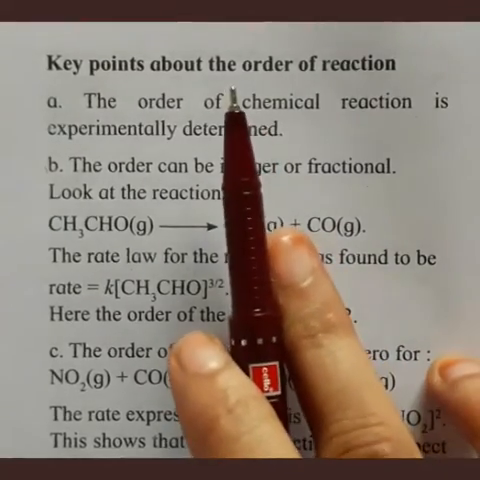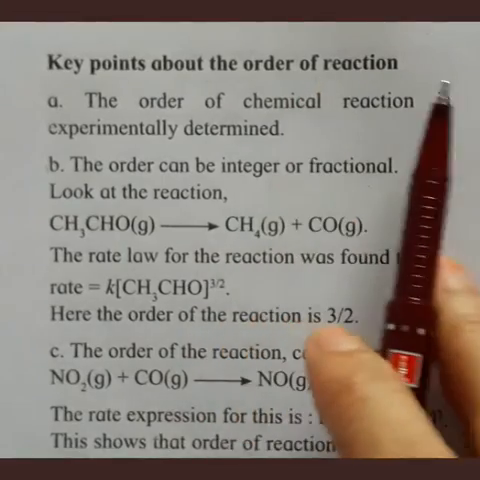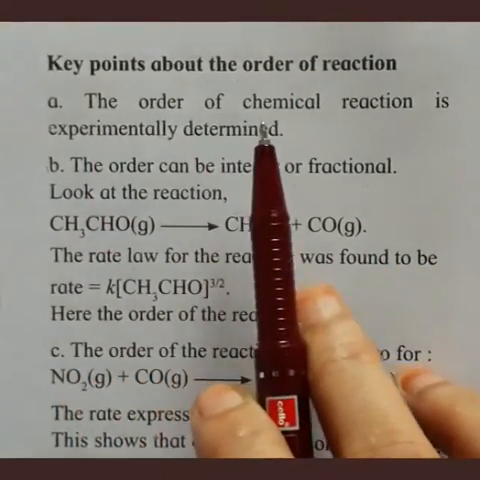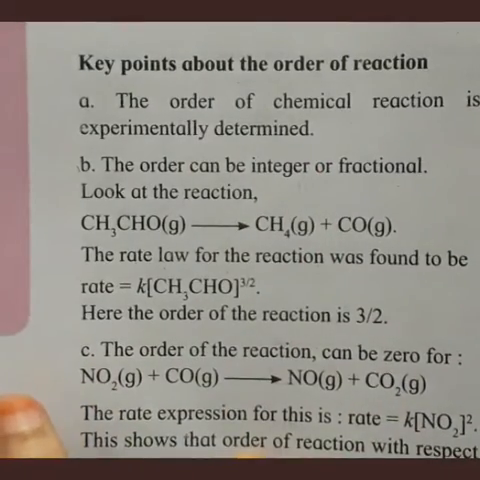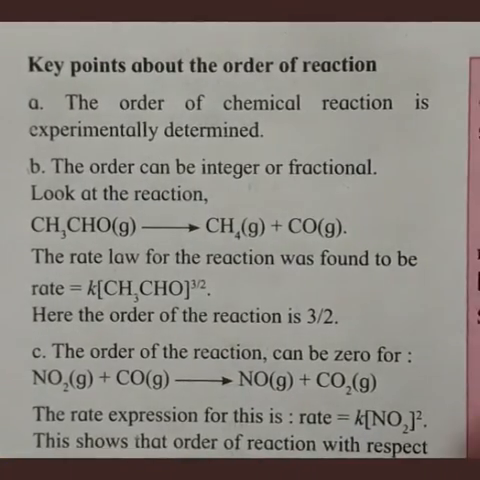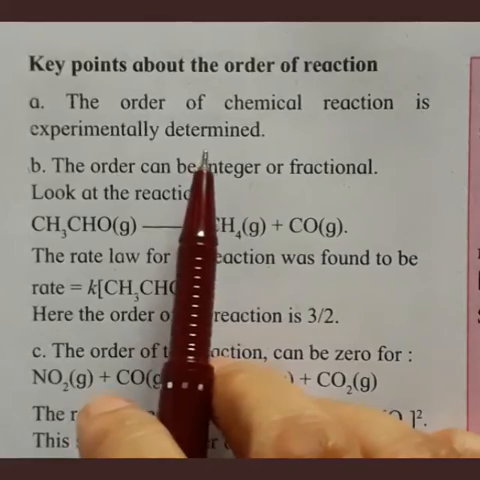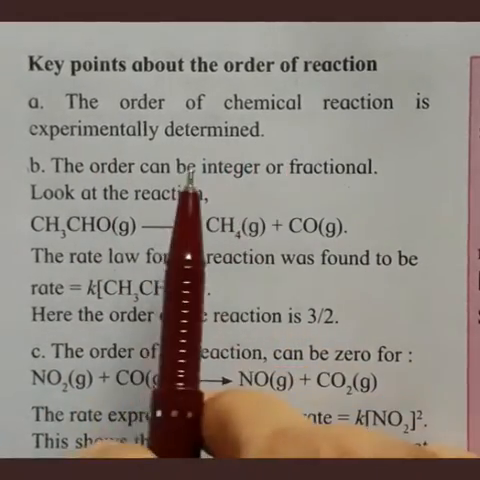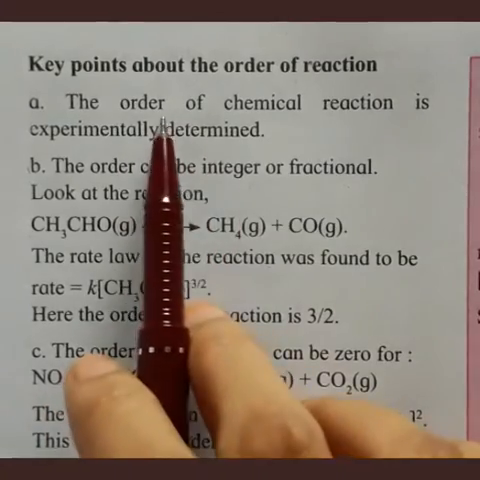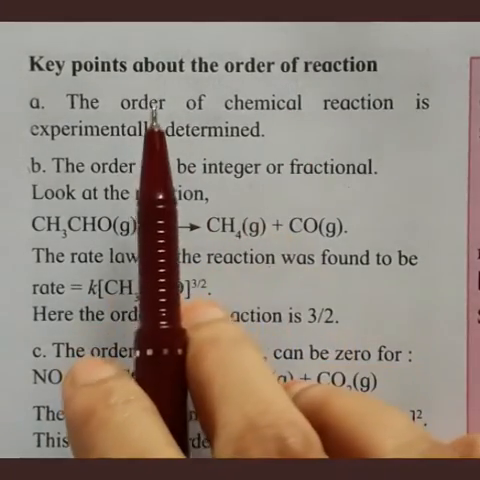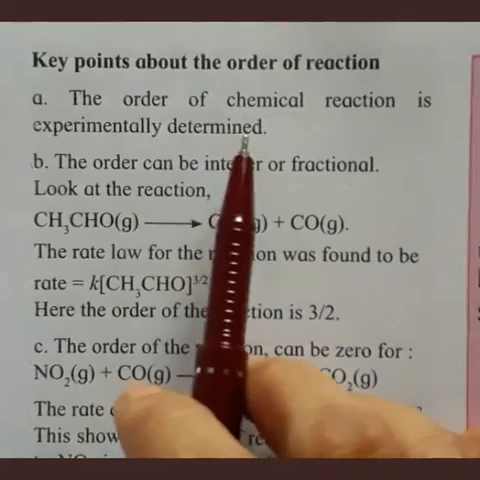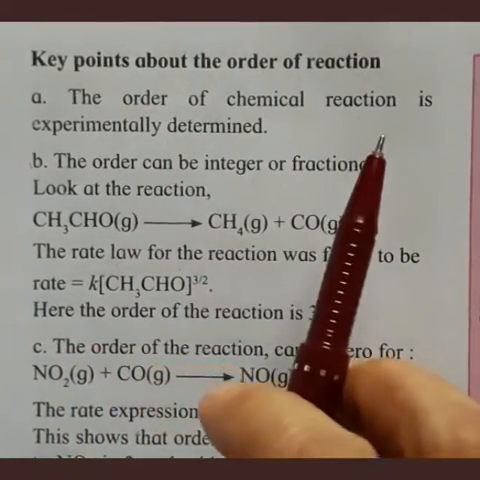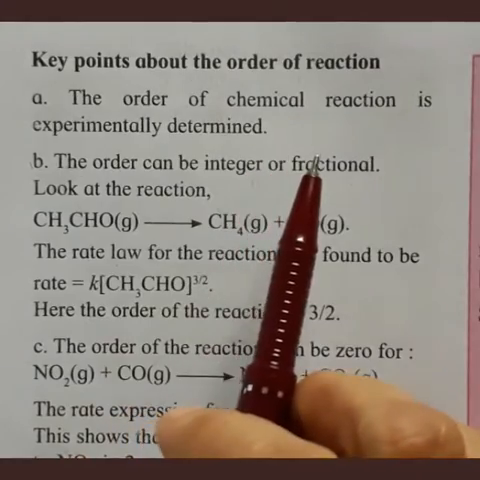Here are some important key points about order of reaction. Understand? So see the first one: the order of a chemical reaction is experimentally determined. Again and again I am telling you, the order of a chemical reaction is experimentally determined. Why is it experimentally determined? Because order of a chemical reaction depends upon the rate law, and rate law is experimentally determined. Understand? And that's why the order of a chemical reaction is also experimentally determined.